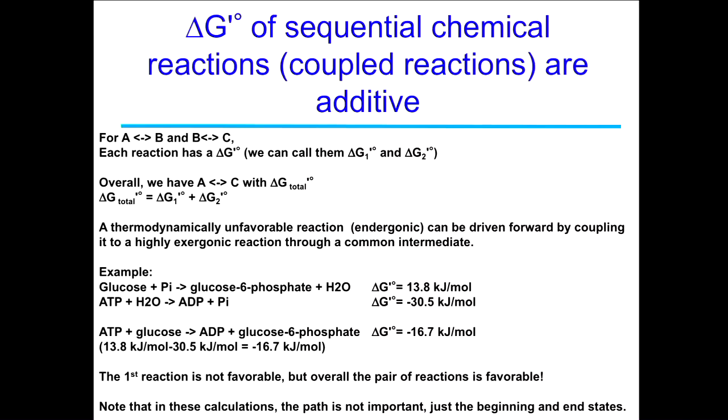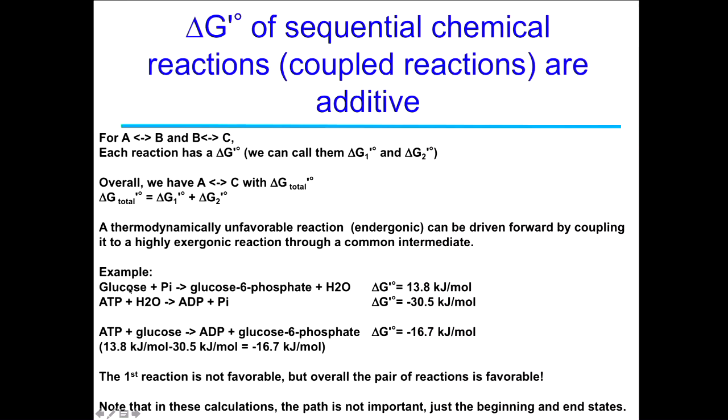What it means to the cell is very important, because if you have something that's unfavorable, like taking amino acids and making a protein, something we really need, that's unfavorable. But we can get it to go anyway because we're going to connect it to another reaction that is very favorable, a highly exergonic reaction. So here's an example.